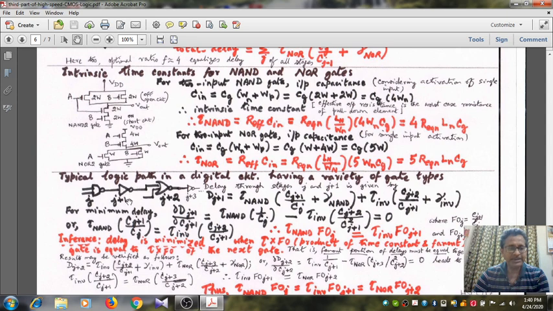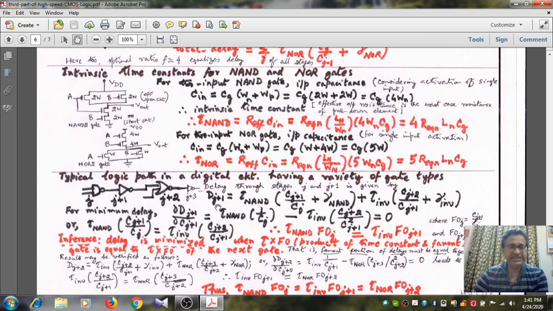So what is the delay? First, as it passes through the 2 input NAND gate, it is tau NAND multiplied by Cj plus 1 upon Cj. Now what is Cj plus 1? This is the input capacitance of the inverter. What is Cj plus 2? It is the input capacitance of the 2 input NOR gate. And what is Cj? That is the input capacitance of the 2 input NAND gate.